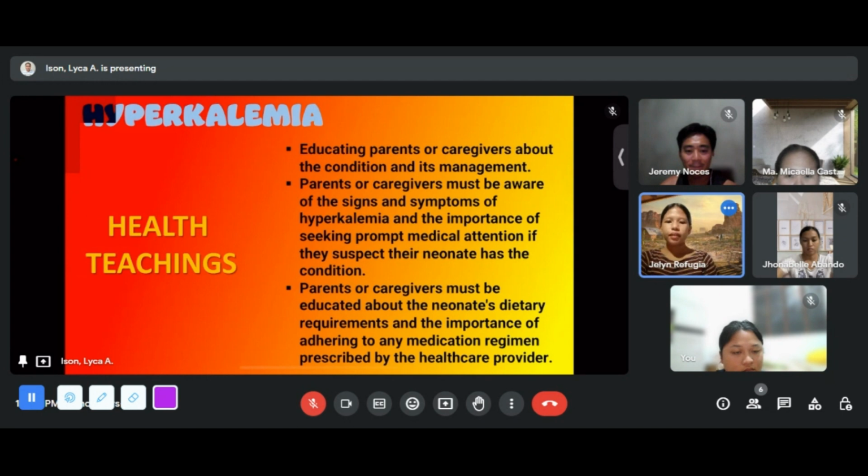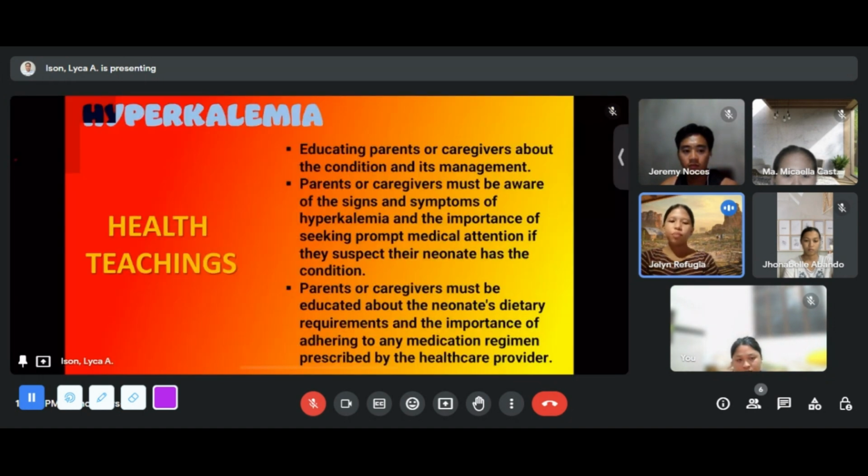So we have the health teachings. We need to educate the parents or caregivers about the condition and its management. They should be aware of the signs and symptoms of hyperkalemia, as well as the importance of seeking prompt medical attention if they suspect their baby has the condition. So, kailangan din nilang ma-educate about sa mga dietary requirements na kinakailangan ni baby and also the importance of adhering to any medication regimen prescribed by the healthcare provider. So, next slide.